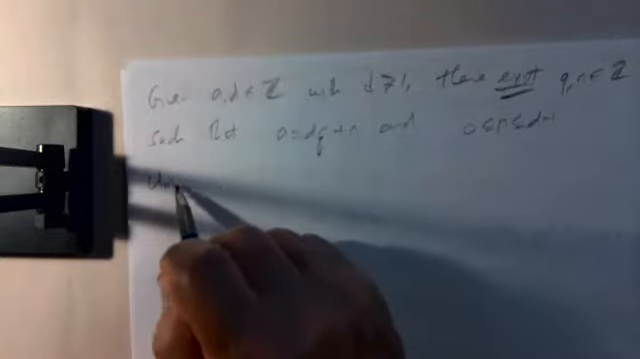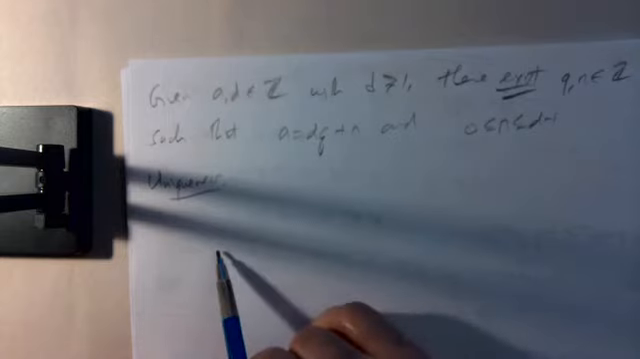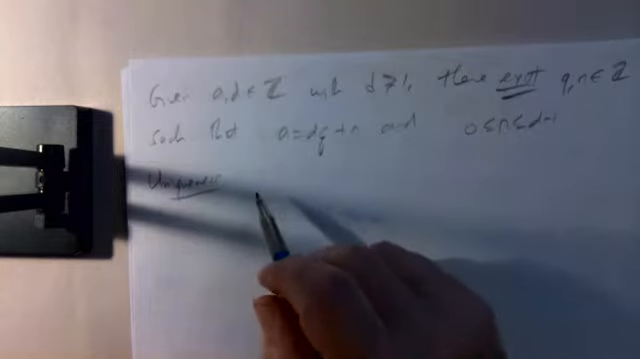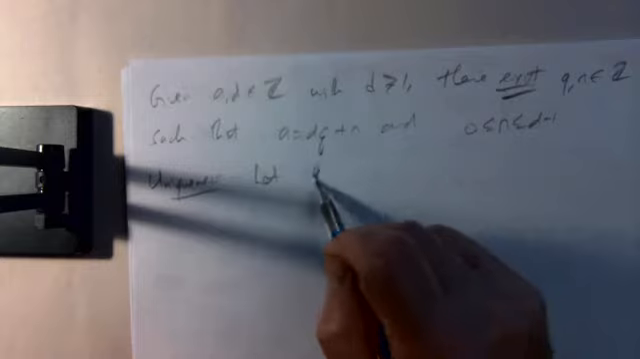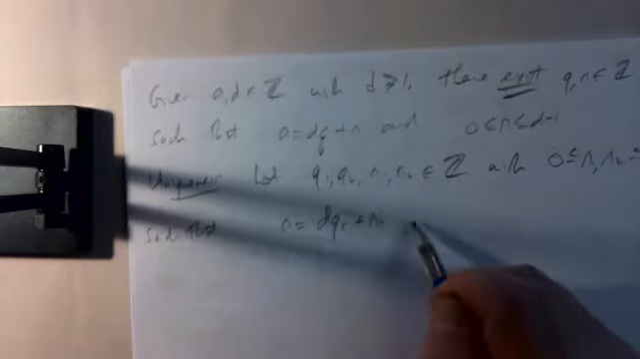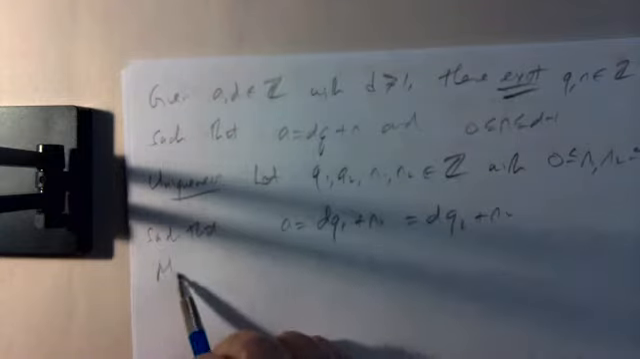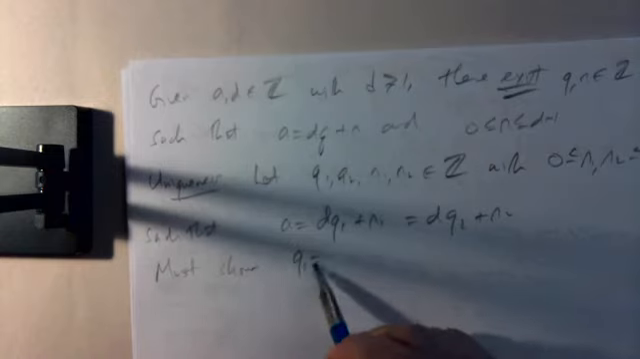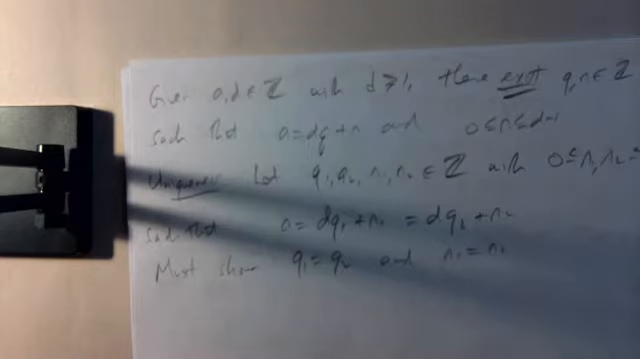What about uniqueness? So the uniqueness statement means the following. Let Q1, Q2, R1, R2 be integers with R1 and R2 both between 0 and D minus 1, such that A is DQ1 plus R1 and also DQ2 plus R2. We must show the quotients are the same, and the remainders are the same.